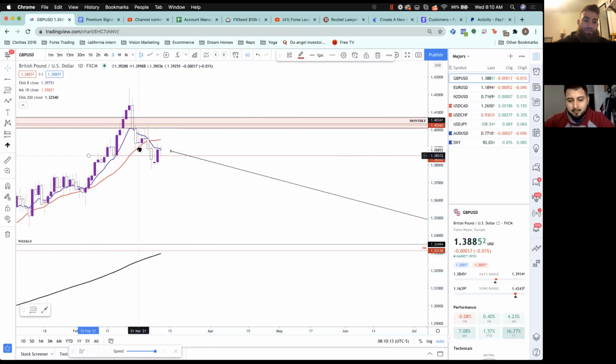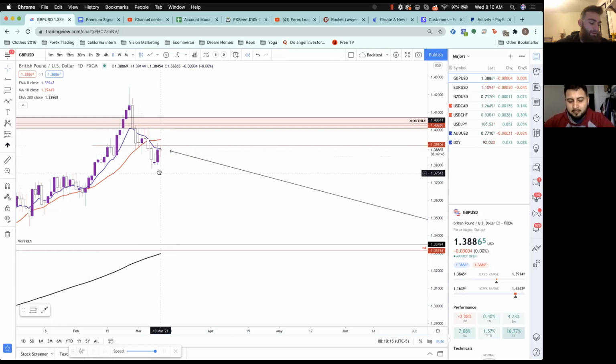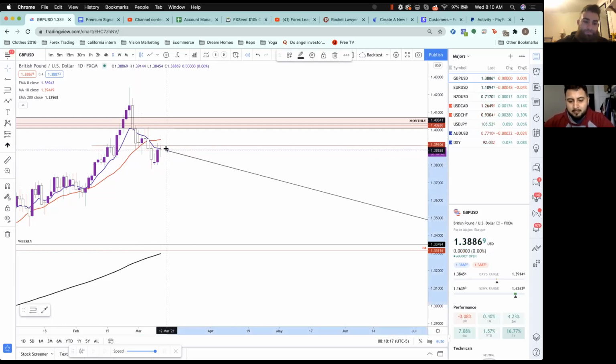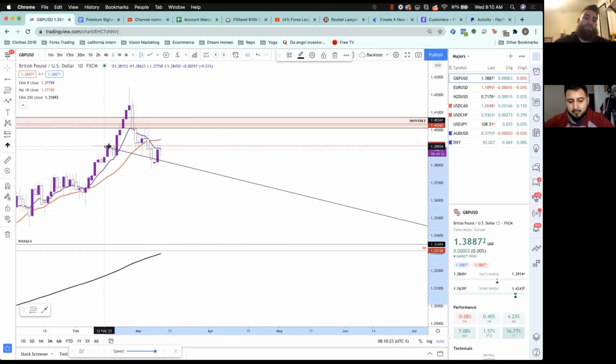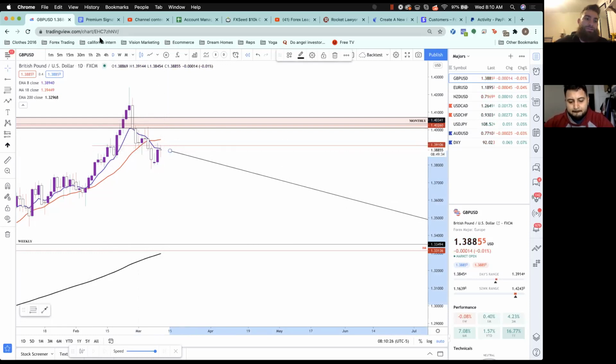So I'm not too crazy on anything on GU right now. If anything, I'm going to wait. But after looking at this, I have two confirmations here. The monthly resistance, which we already respected, and then we broke support. This now turns into resistance.